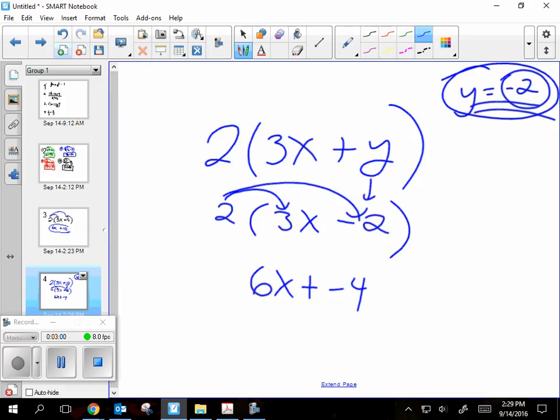And I get this question all the time. What plus minus? Can you have both? You can actually. That's actually legal. But it's cleaner if you instead say just minus. So the final answer there should have been 6x minus 4. All right.